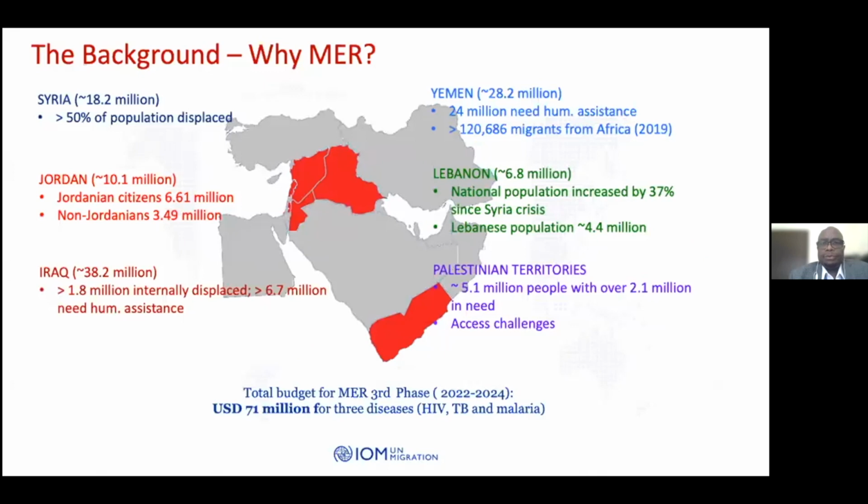So again, this is also a quick slide to give you an idea of the countries we operate in. These are the countries in red, and the population sizes of each of the countries. We have over 100 million people in the 6 countries that we are in. And of course, we are targeting refugees and migrants in Jordan and Lebanon, and key populations in these countries. We have a 71 million budget for the 3 diseases, for this current phase of the project, 2022 to 2024. Next slide.